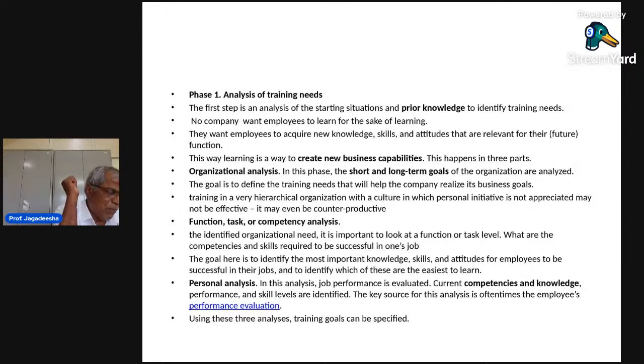A self-directed lesson is interactive, as I told you. I will develop study material as if I'm speaking to the students. It is self-directed. It is what is called interactive on-the-job training.